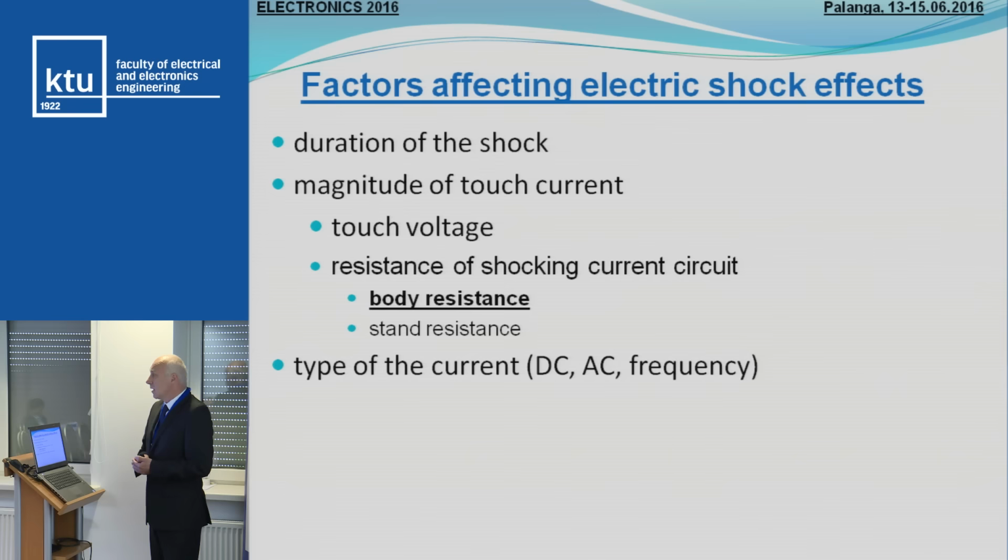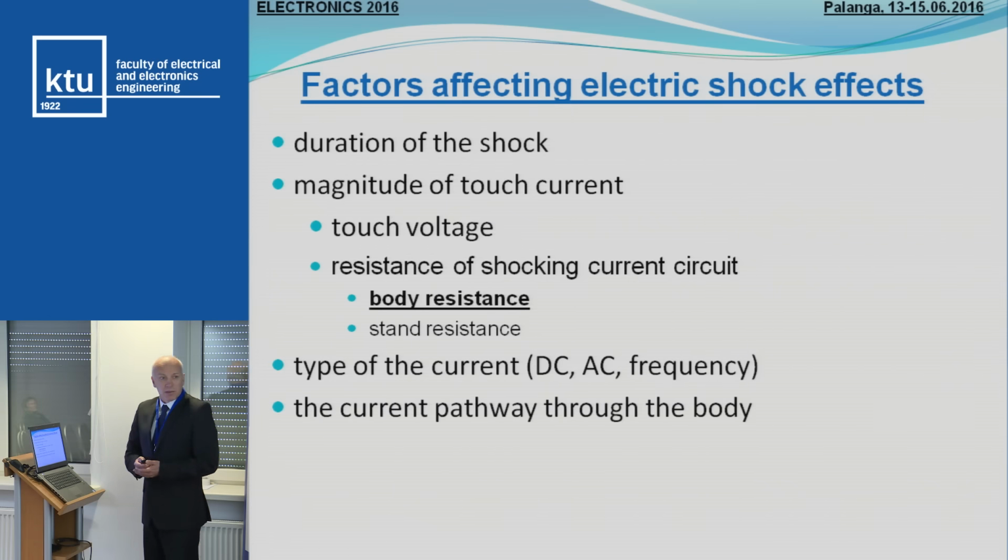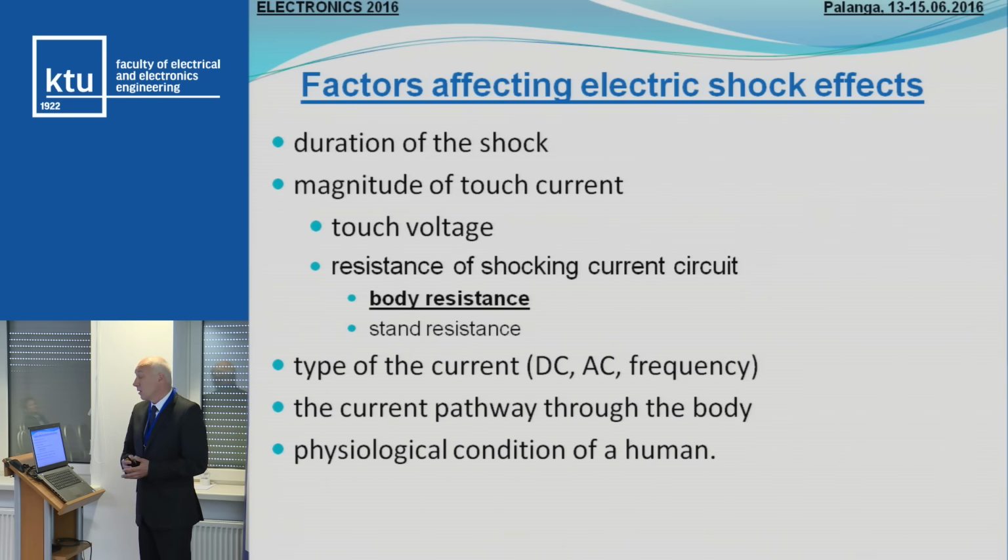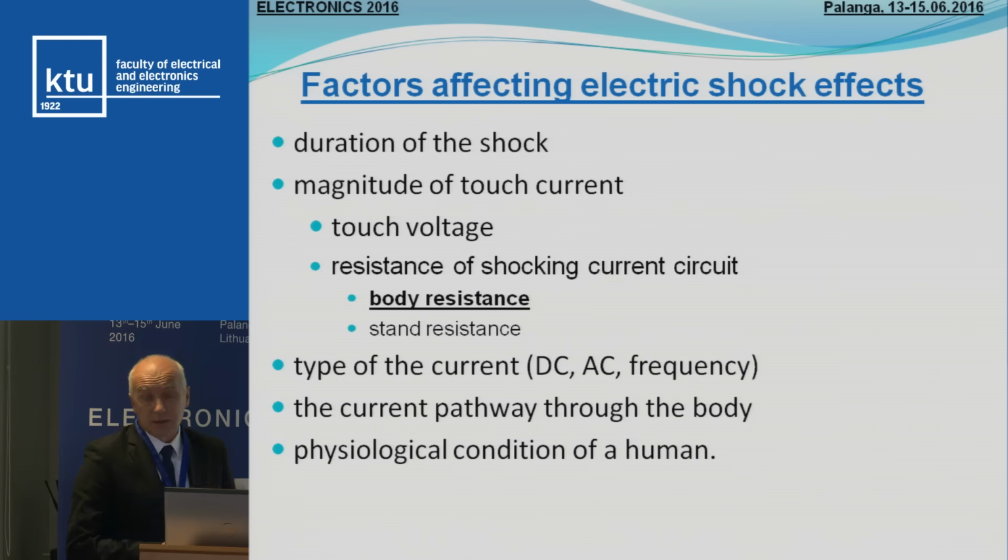When we are talking about AC current, frequency is important. I mentioned that because in our future plans, now we concentrated on the DC current, we want to do similar investigations for high frequency AC currents. Important is the current pathway through the body and of course physiological condition of a human. There are differences between individual humans as far as the body resistance is concerned, as far as the effects of electric shock are concerned.